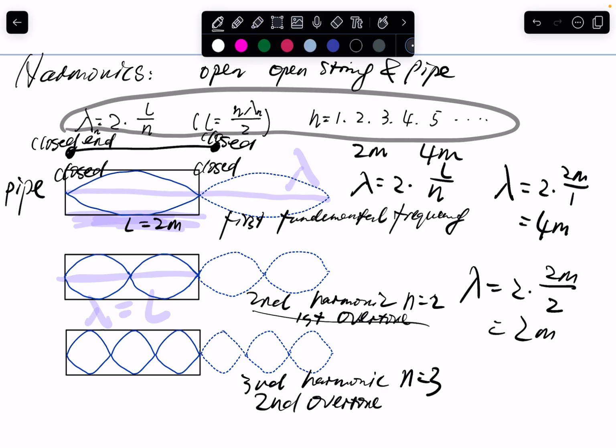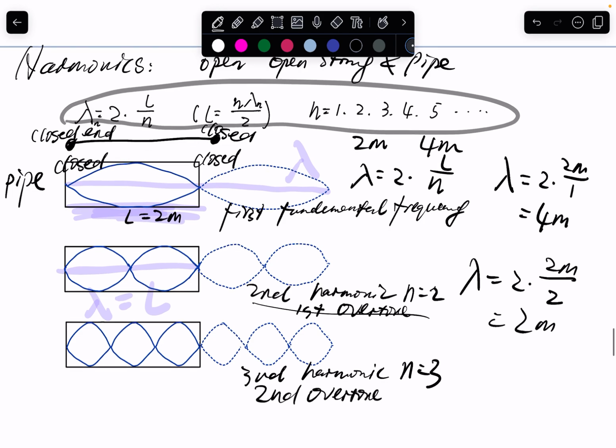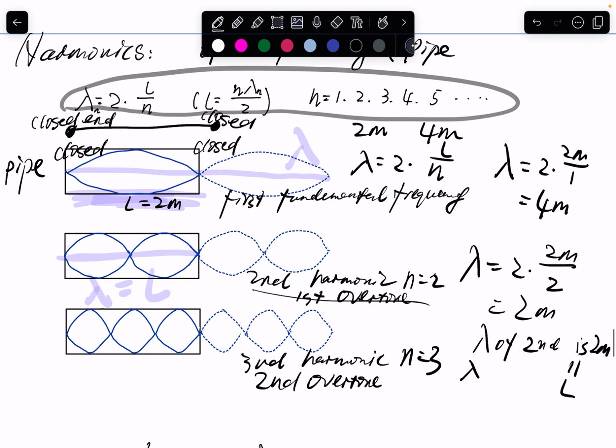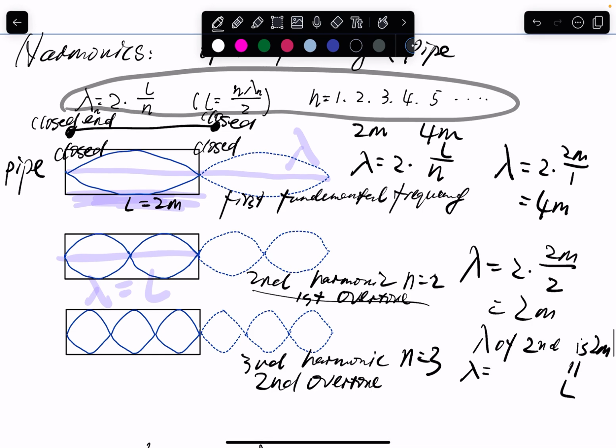Let's say the problem tells us the wavelength of the second harmonic is 2 meter. Then please solve the wavelength of the third harmonic. I immediately know that the wavelength of the second harmonic equals the length of the pipe. So my wavelength of the third harmonic equals 2, again the equation, times the length, 2 meter, over 3. That gives me 4 over 3 meter, which is the wavelength for my third harmonic. I hope that makes sense.